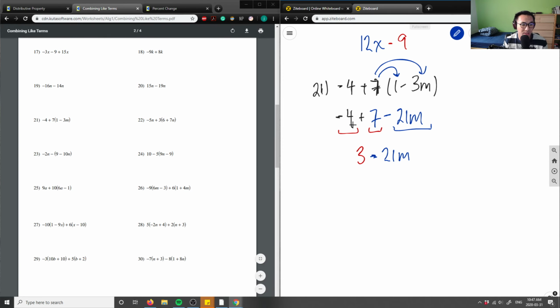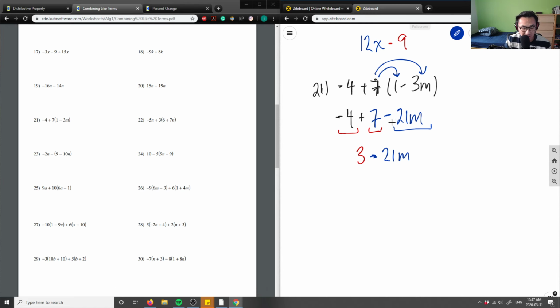What we did first was the distributive property. We distributed the 7 to both terms, the 1 and the -3. And then we did gathering like terms, right? So I'm going to do a little aside here. Step 1 was distributive property.